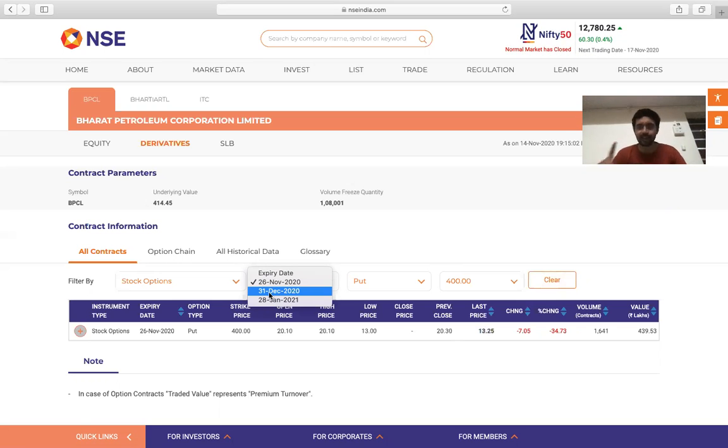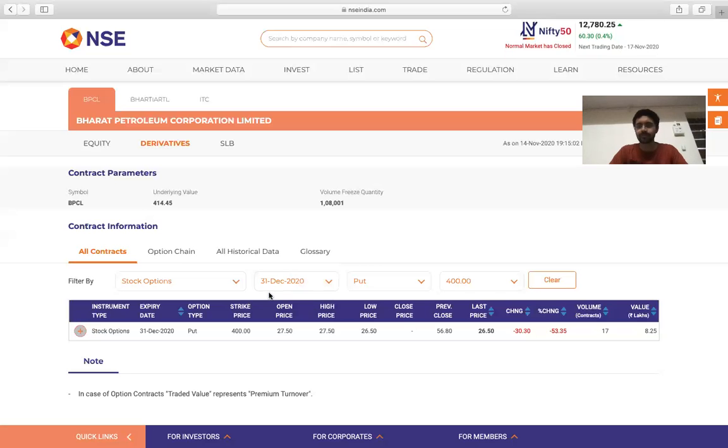I'm actually scared. I'll tell you why. It is 26.5. I've kept everything else constant, which is the strike price is the same. I'm taking the same put option, same underlying. The premium on the option is 26.5. The earlier one was 13.25. This one is 26, almost double. And let's see 28th of Jan as well.